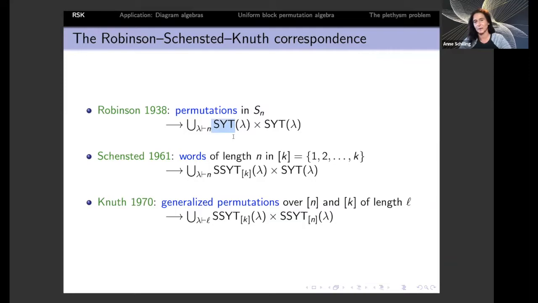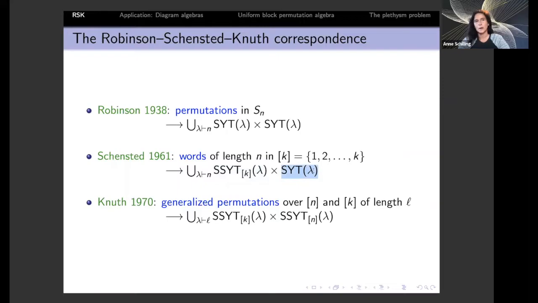Then Schensted generalized this to words. Instead of every letter appearing just once, as in a permutation, in a word letters can repeat. So you take words of a given length in an alphabet of size k, and this bijection goes to a semistandard Young tableau. A semistandard Young tableau is one where letters can repeat, and they are weakly increasing in rows and strictly increasing in columns. The second tableau is still a standard Young tableau.